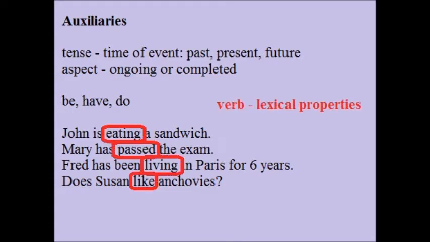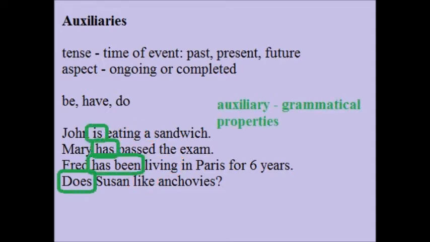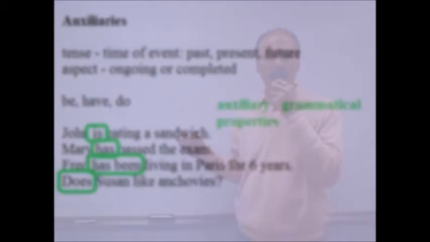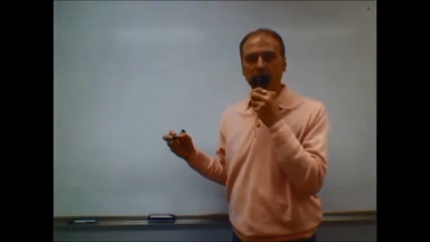The verbs contribute the lexical properties of the sentence, what event or state is being depicted in the sentence, while the auxiliaries indicate grammatical properties such as tense and aspect. Let's consider now where auxiliaries appear in the tree. So let's consider the position of auxiliaries in more detail now.